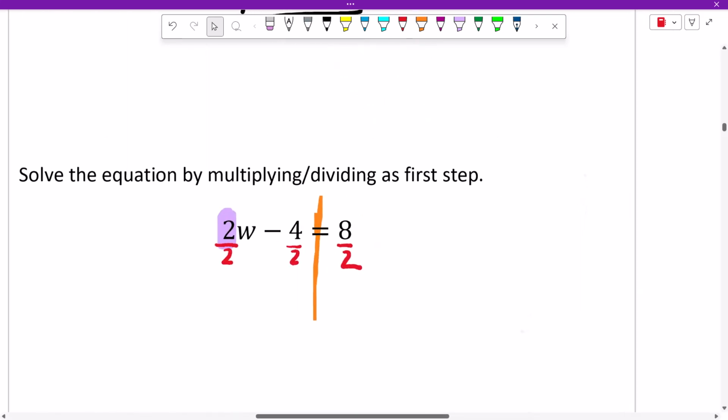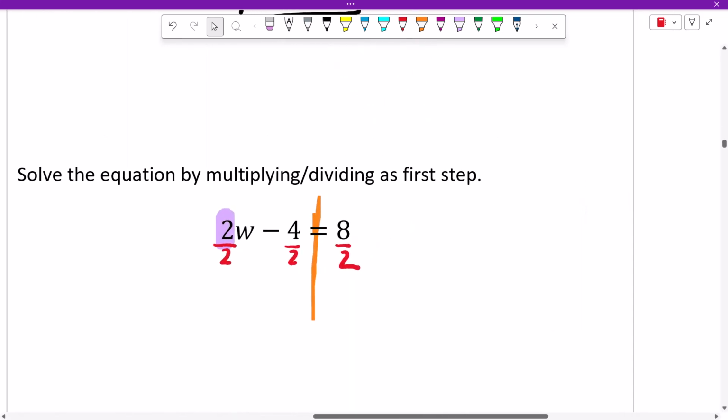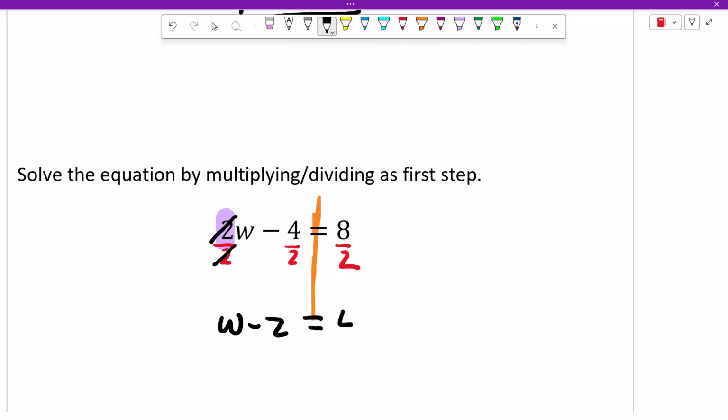All right, so now we do our cleanup. 2 divided by 2 is 1, so that goes away. What do we write down underneath this 4 here? We clean these two things together. What do we get? Minus 2. 4 divided by 2 is just minus 2. On the other side, we have 8 divided by 2, which is 4. Okay? Then we still have our line.